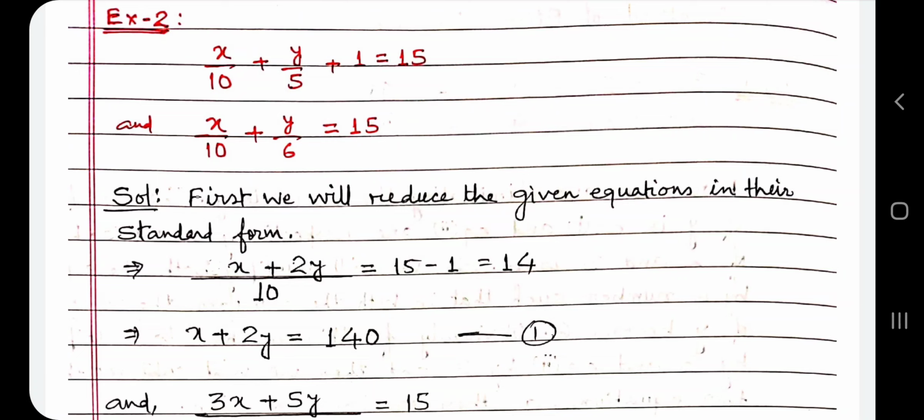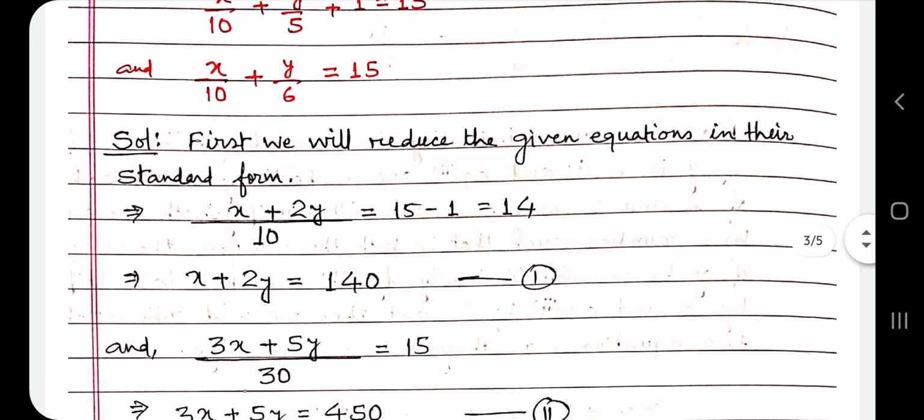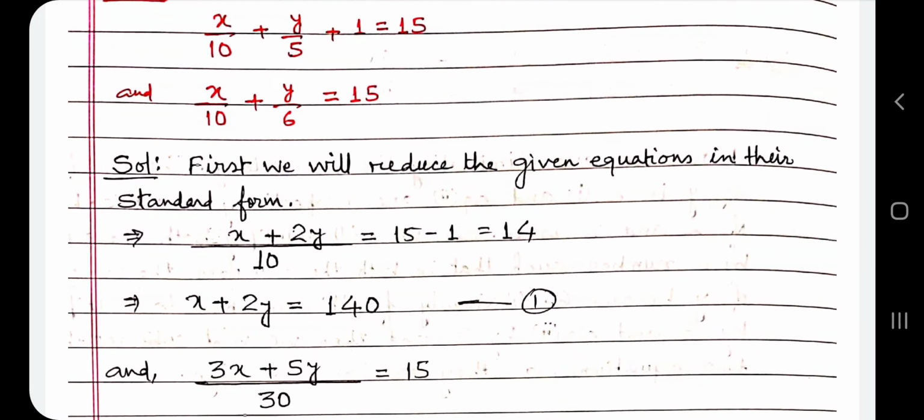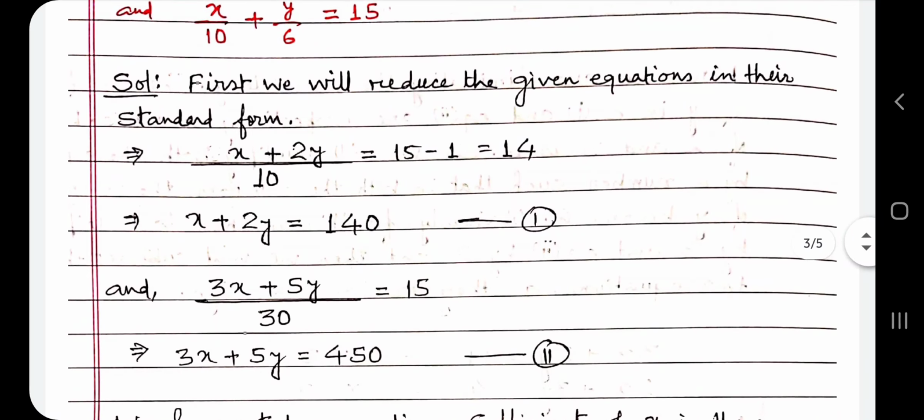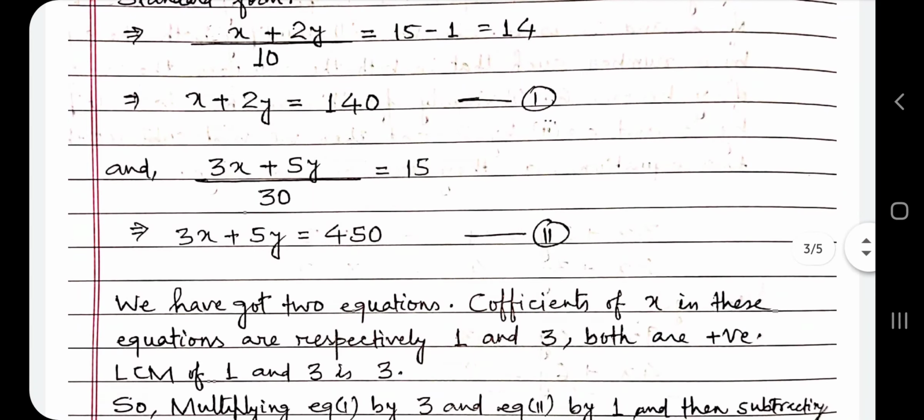This is the first equation. Similarly, when we take the second equation, which is x/10 + y/6 = 15, after taking LCM, the LCM of 10 and 6 is 30. So after calculation we get (3x + 5y)/30 = 15. After cross multiplication we get 3x + 5y = 450. Okay, so we have got two equations in their standard form.